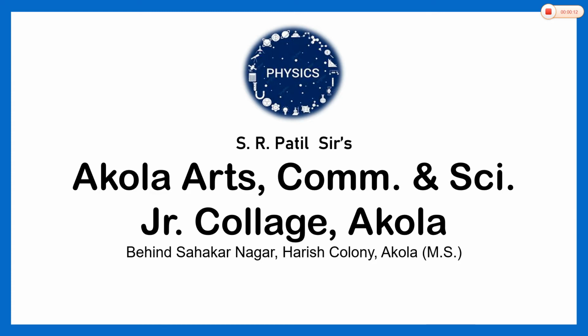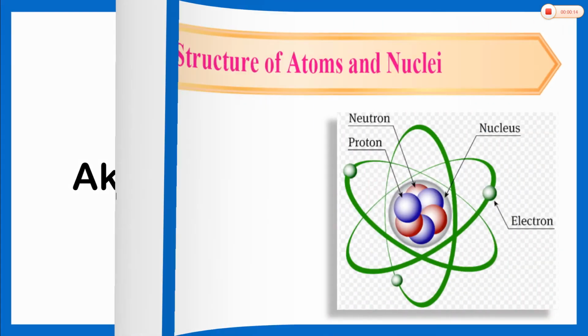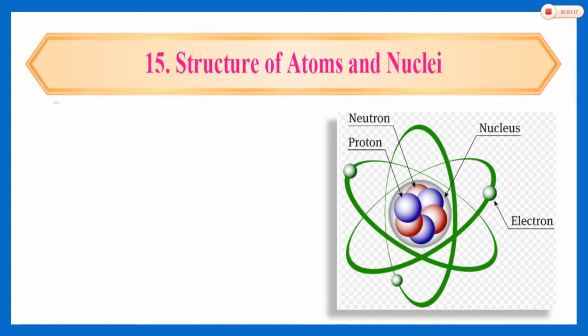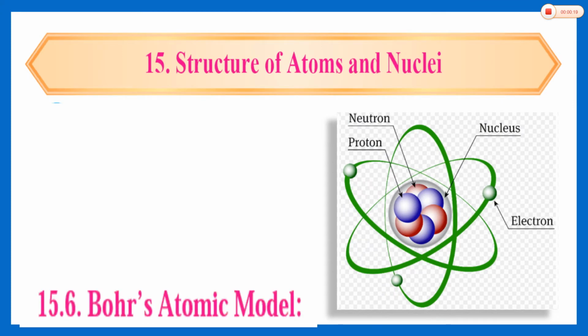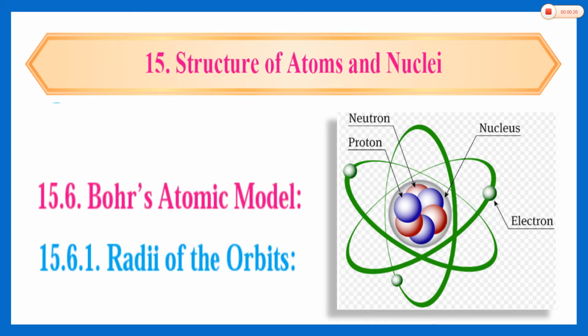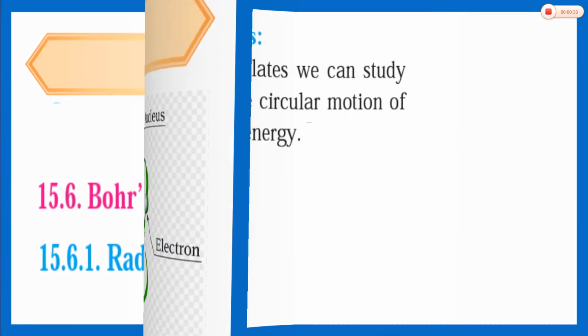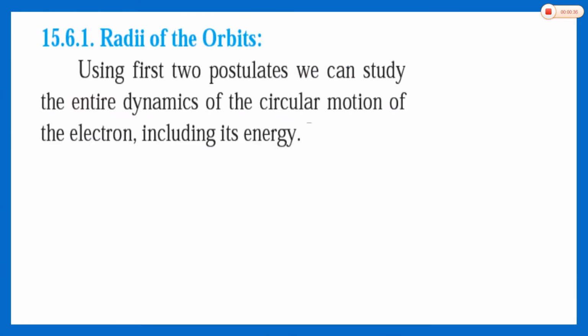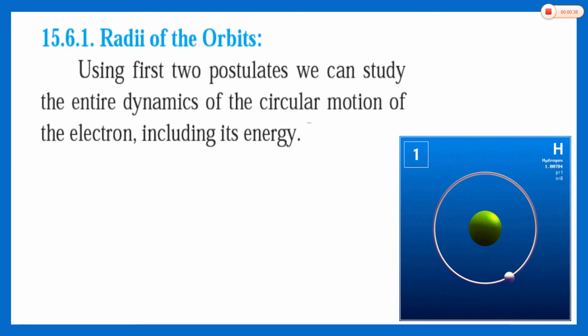This is the third lecture for chapter number 15, Structure of Atoms and Nuclei, in which we will discuss Bohr's atomic model. In today's lecture, we will discuss the radii of the different orbits in Bohr's atomic model. Students, you know that using the first two postulates, we can study the entire dynamics of the circular motion of the electron, including its energy.